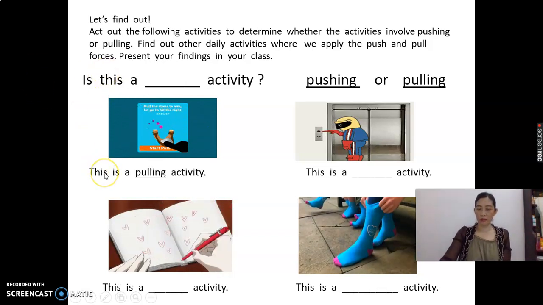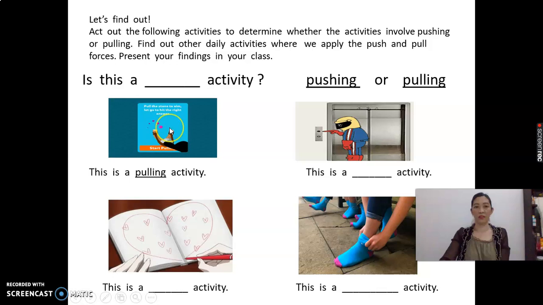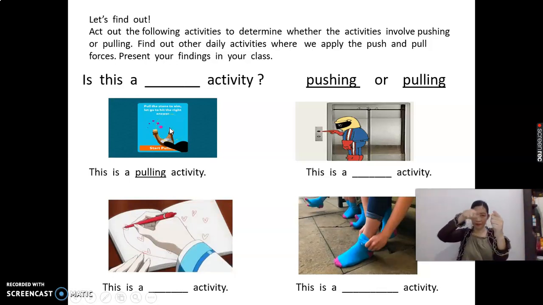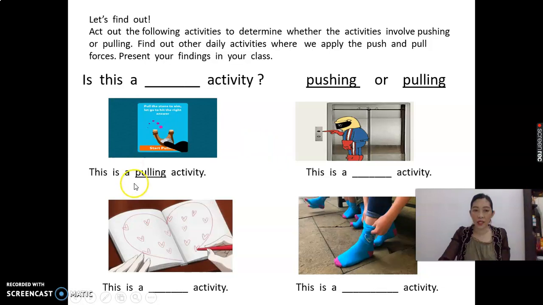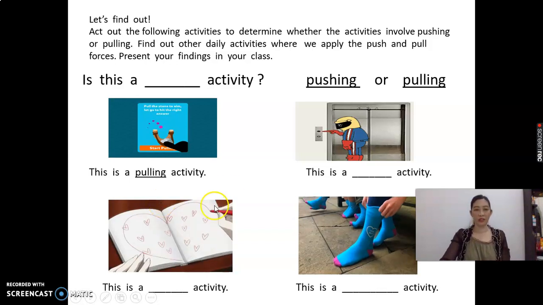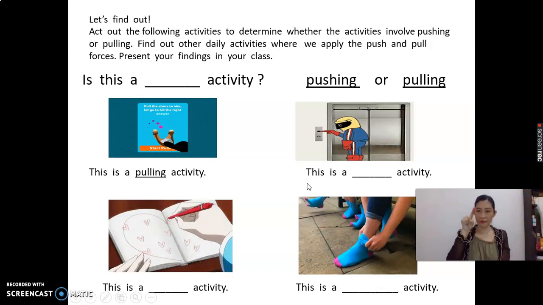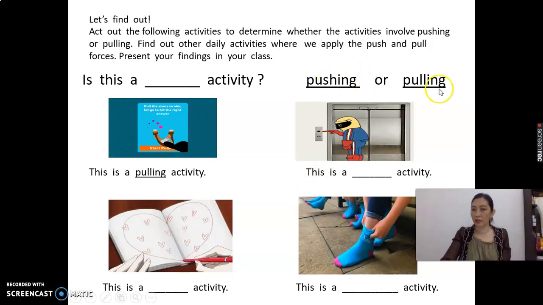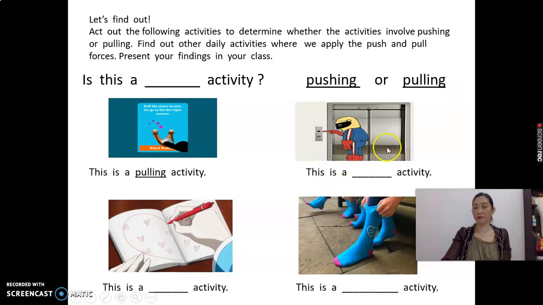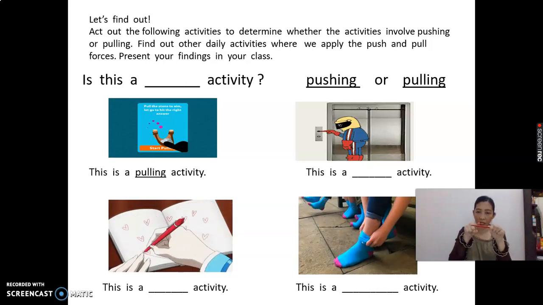Okay, very good. Number 1, the answer is pulling. This is a pulling activity. Okay, number 2, kids. Is this activity pushing or pulling? Okay, very good. This is a pushing activity, because when you put this one, this is pushing activity.